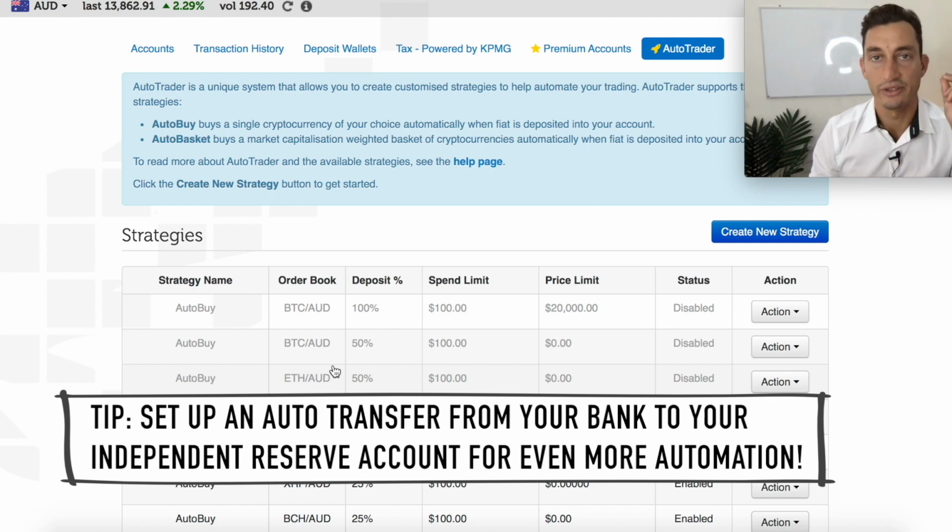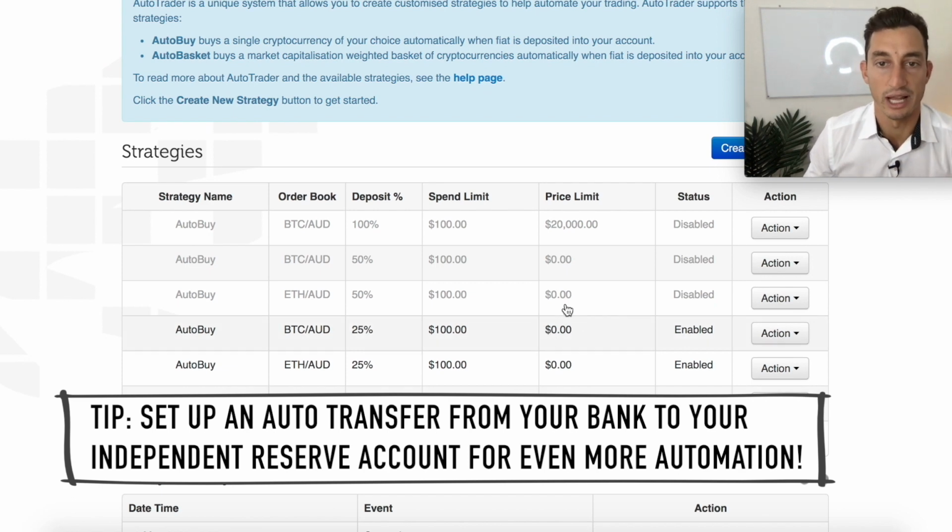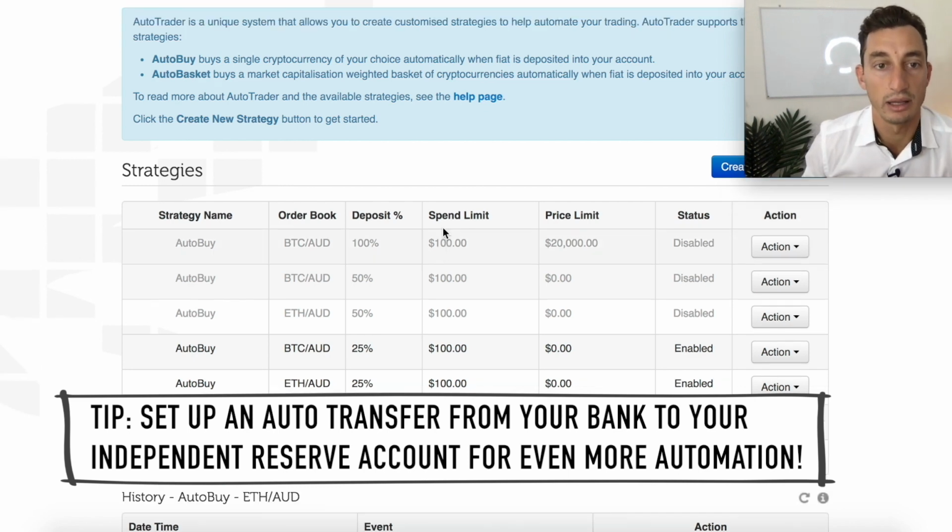So once you've got that side set up, deposit the money after this strategy is set up, and as soon as that happens, it'll auto buy all of these cryptocurrencies. And it will auto buy because we don't have a price limit on here. It'll just market execute once the money has hit our exchange account.